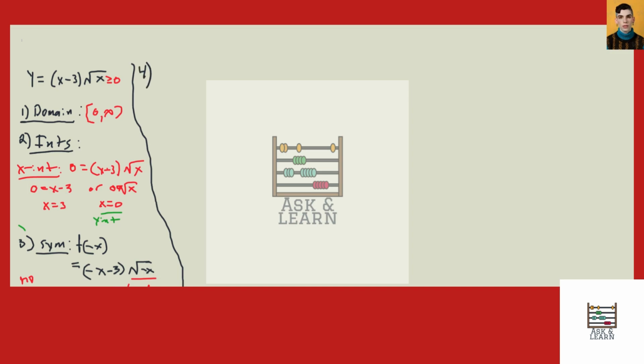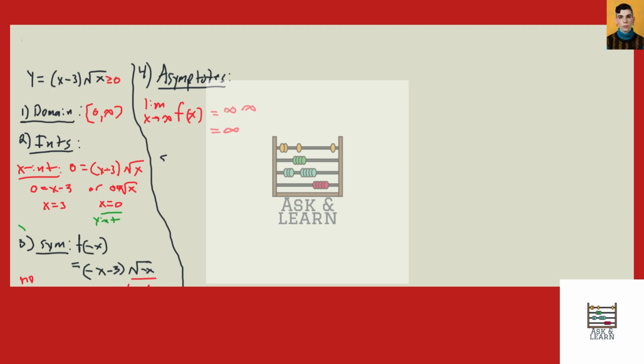Now the next thing they tell us to look for is asymptotes. We won't have any vertical asymptotes, but we can at least check what our end behavior is going to be. Since we don't go to negative infinity, we can check what happens as x goes to positive infinity. So the limit as x goes to positive infinity of f of x: x minus 3 is going to go to infinity, and the square root of x is also going to go to infinity. So our end behavior here is going to go towards infinity as x approaches infinity.